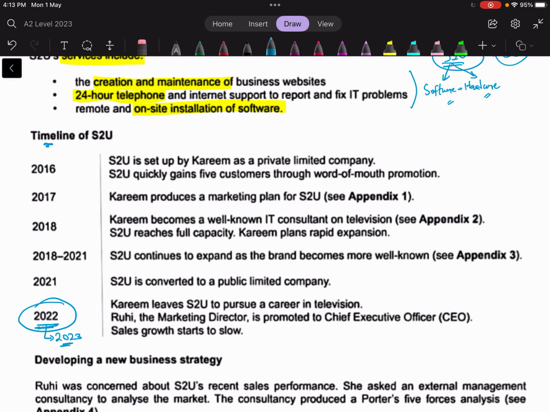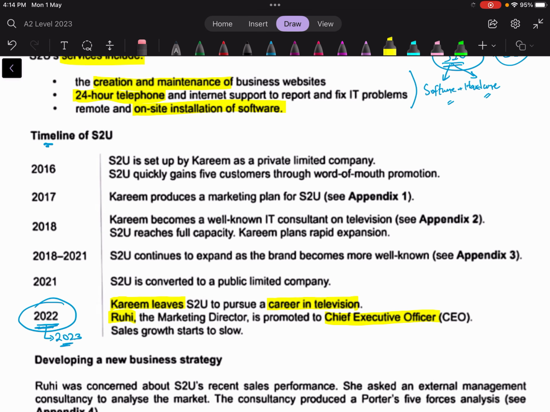So the events that take place in 2022 may be very relevant to our question number 2 as well. And you can clearly see that Kareem, who can primarily be known to be the backbone of the business, has left the business to pursue a career in television. And Ruhi, who had been working under Kareem, is now promoted to the chief executive officer.